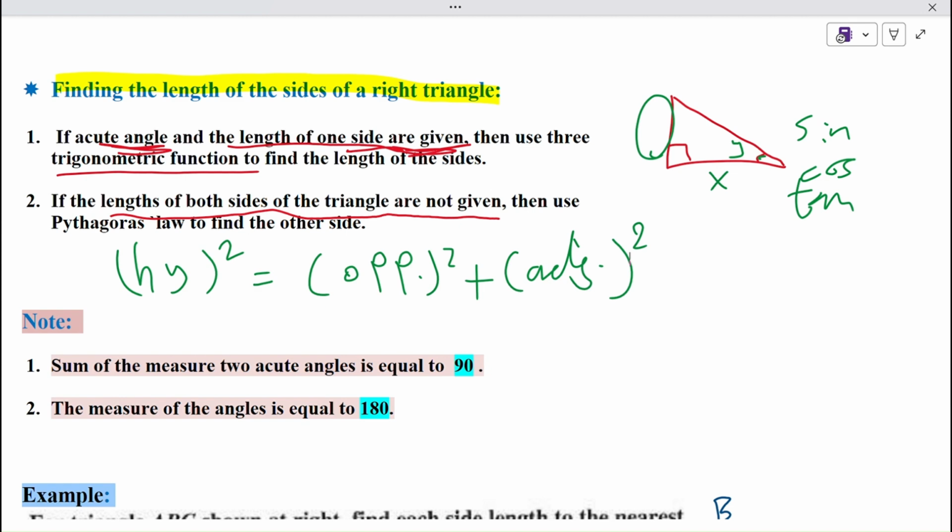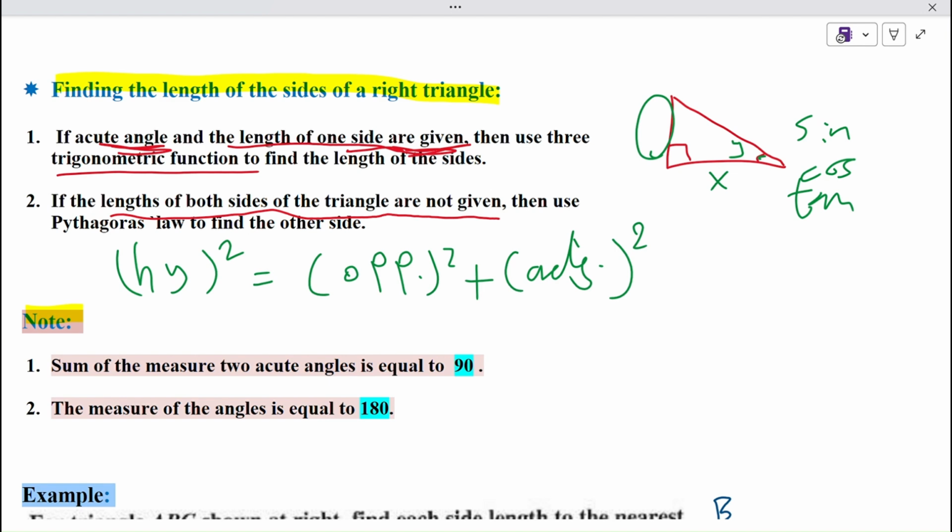And guys, please don't forget this note. This is an important note. This note says the measure of all the angles in a triangle is equal to 180, and the sum of the measures of the two acute angles, be careful, is equal to 90.